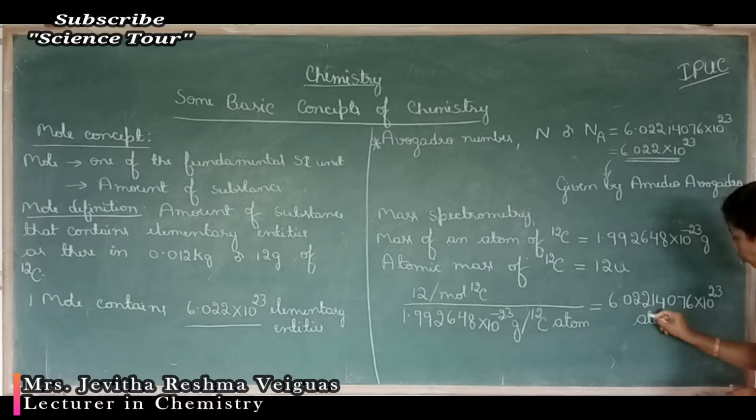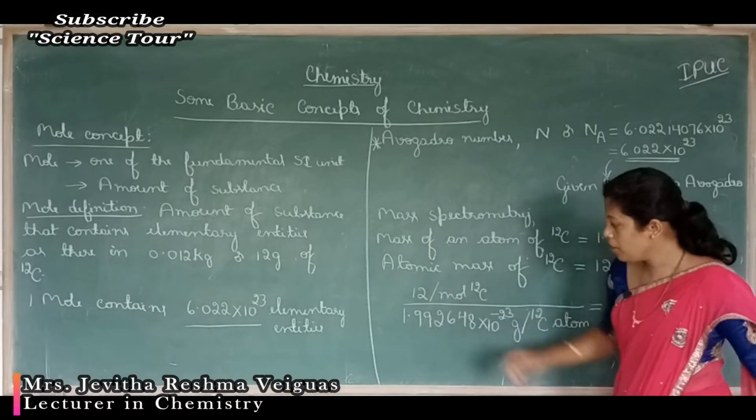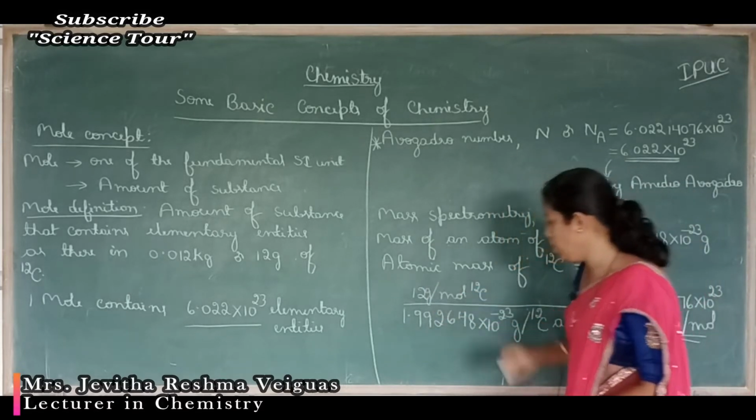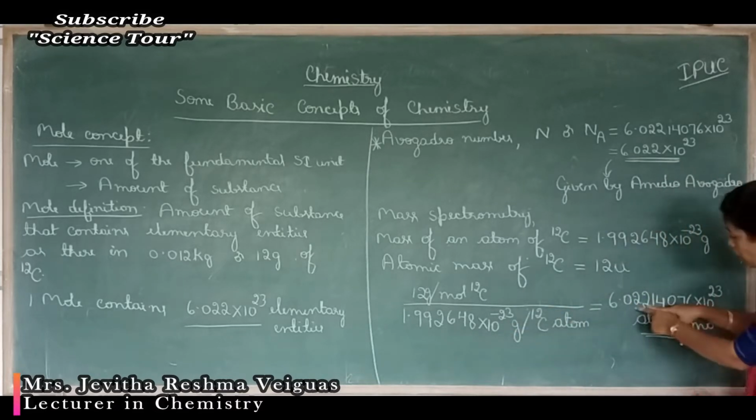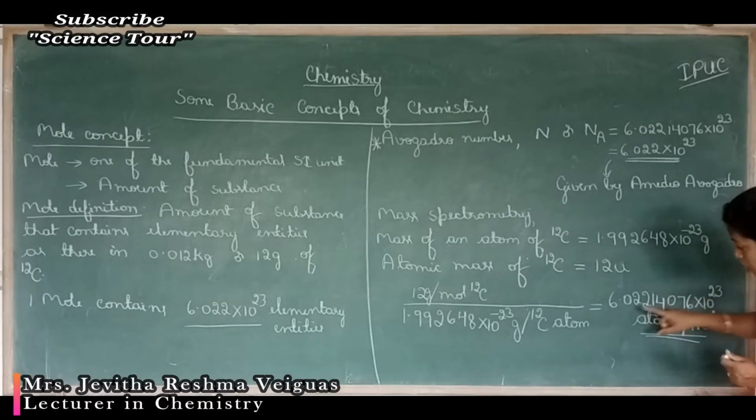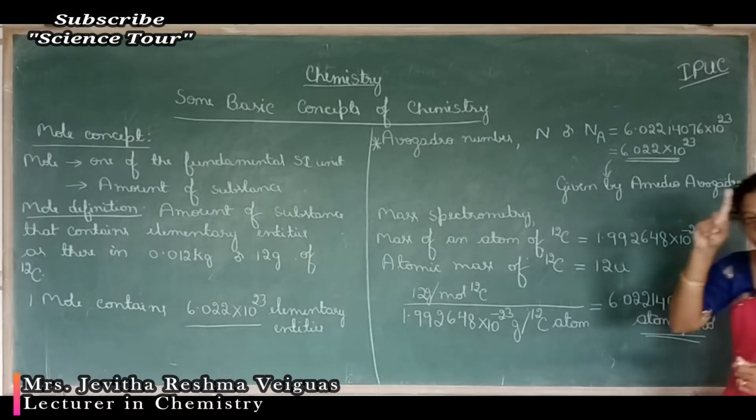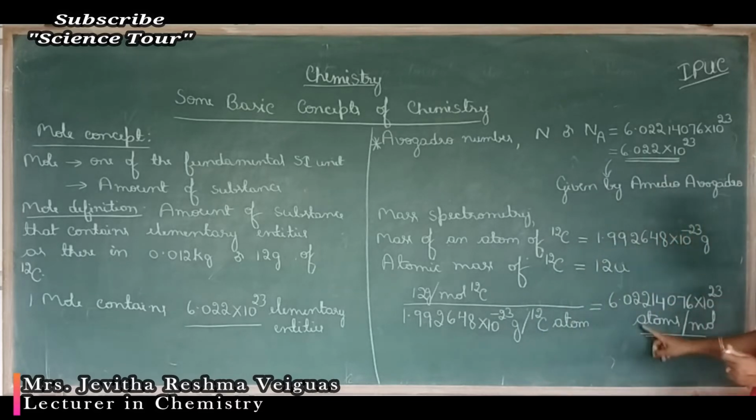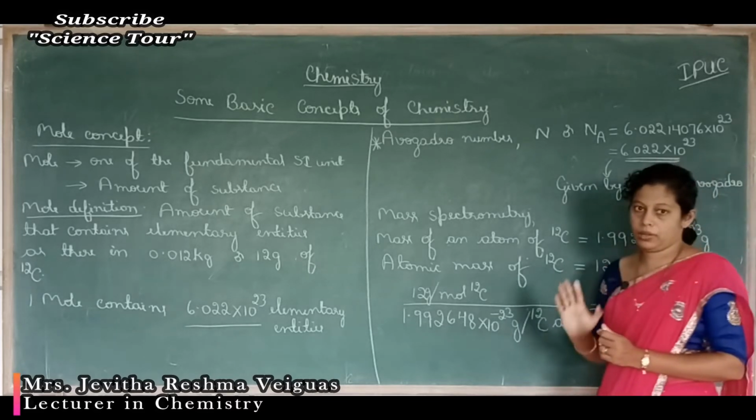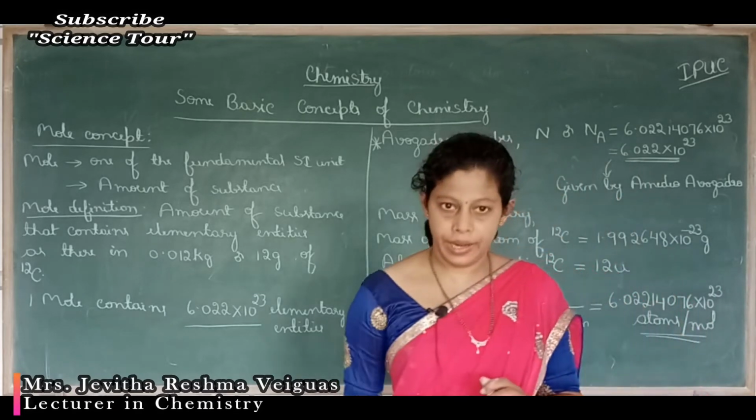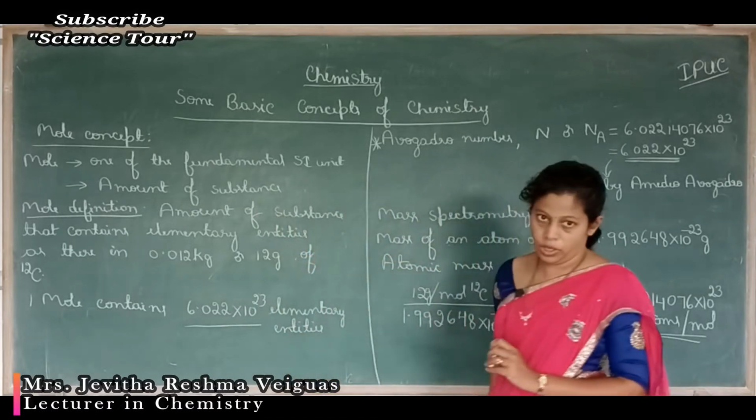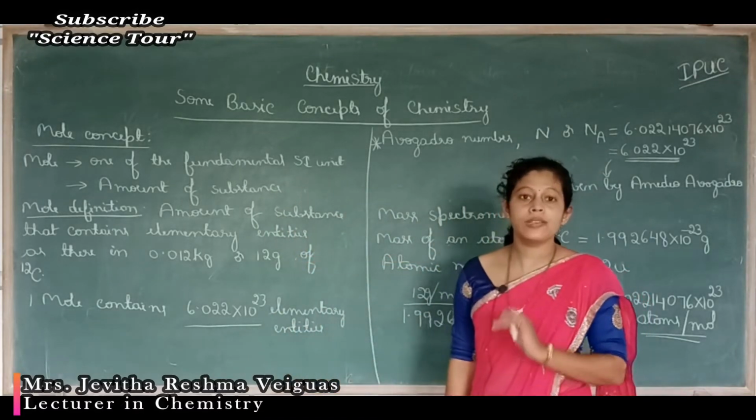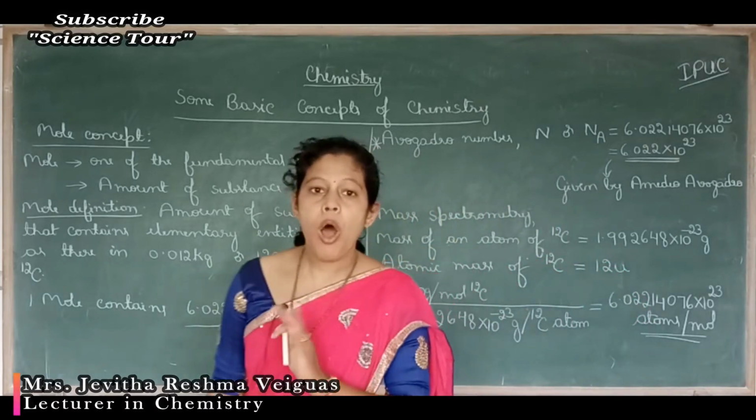These are the number of atoms per mole. Students, please understand. Here atomic mass, that is 12 gram per mole of carbon 12, is divided by the mass of an atom of carbon 12. The number obtained indicates that so many atoms are present per 1 mole of carbon 12. This is true for any element. In any element 1 mole indicates 6.022 into 10 to the power 23 elementary entities. Here elementary entities means atoms, ions or molecules.